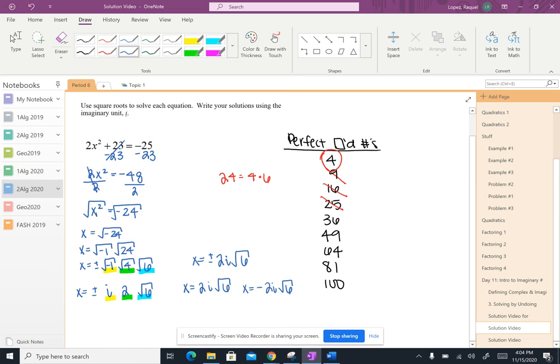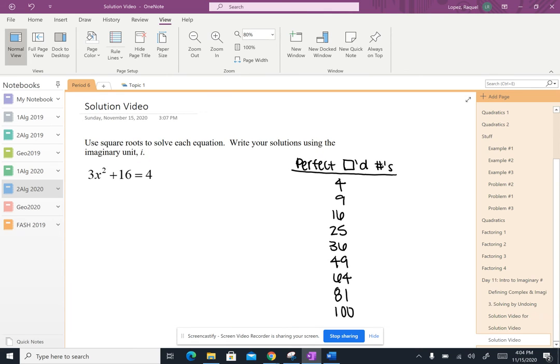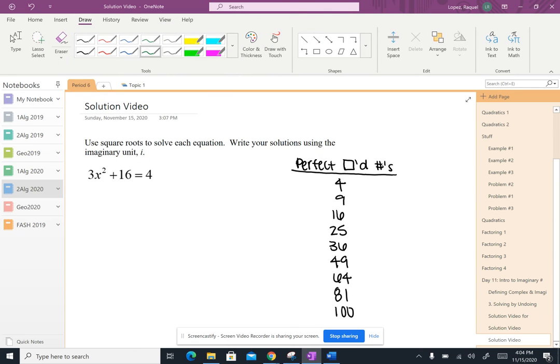Okay? All right, so let's take a look at the next one. So for here, we're going to follow a similar process. I'm going to start off by isolating x squared, which means I'm going to subtract 16 on both sides of my equation. And I get 3x squared equals, let's see, 4 minus 16, that's negative 12. And then I want to divide both sides by 3. So I'm left with x squared equals negative 4.